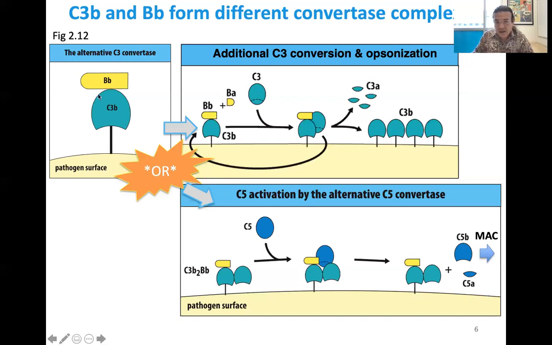So remember, the alternative C3 convertase can lead to the fixation of more C3b, and this C3b convertase, as it's adding more C3bs in, keeps going, right? And not only that, but each one of these C3bs can now recruit its own yellow factor B and become its own convertase. So that's why all of a sudden there's this explosion of opsonization, super rapid.